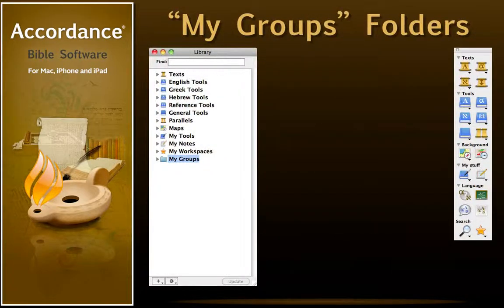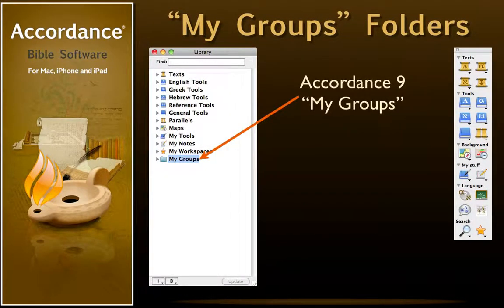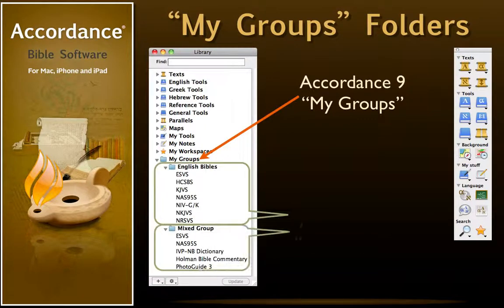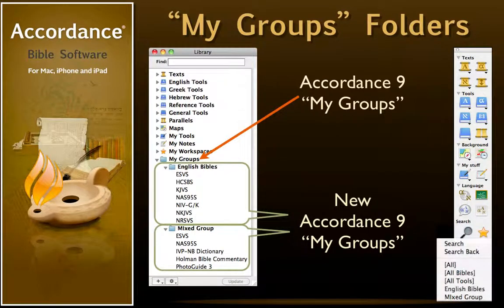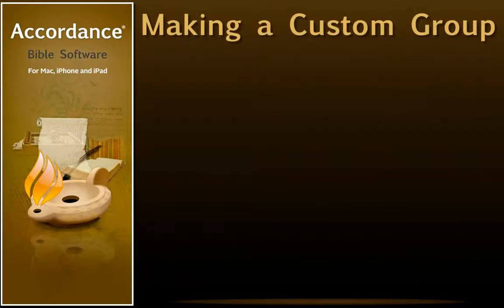My Groups is located in the library window. Click the disclosure triangle and you may find you already have some folders there. That's because Accordance 9 transformed your old user groups into My Groups folders during the upgrade process. If you click the search icon on the resource palette, you'll see these folders have also already been added to your search all groups.